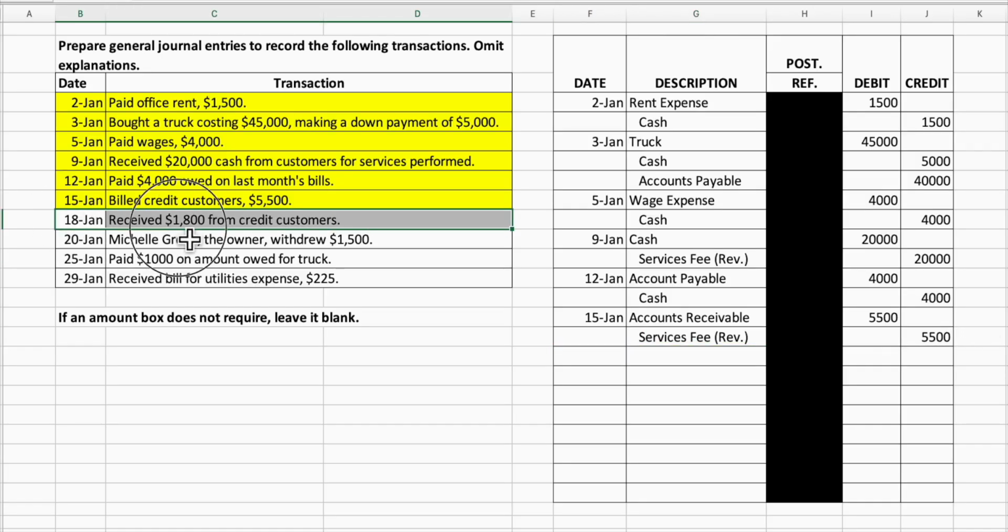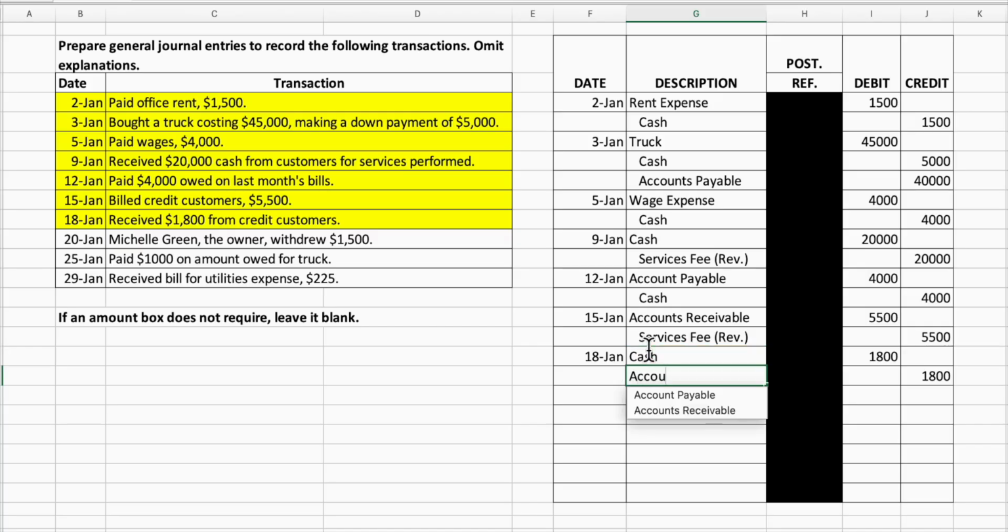On to the next one, January 18th. So on January 18th, you received $1,800 from one of your credit customers. So the amount that we'll be receiving is $1,800. So if we received a payment, it is cash that came in. And this is for one of the accounts receivable bills that you have. So on the credit side, it is accounts receivable.